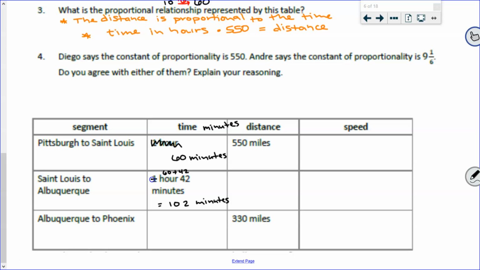So again, I'm not going to use this information anymore. We used it to figure out minutes, and now this is the number that I'm looking for. And now it's a little bit harder. How do we go forward? Do you know what that number is that we're multiplying by now? It's not 550 anymore, is it? What's 60 times 550? Does it give you 550?